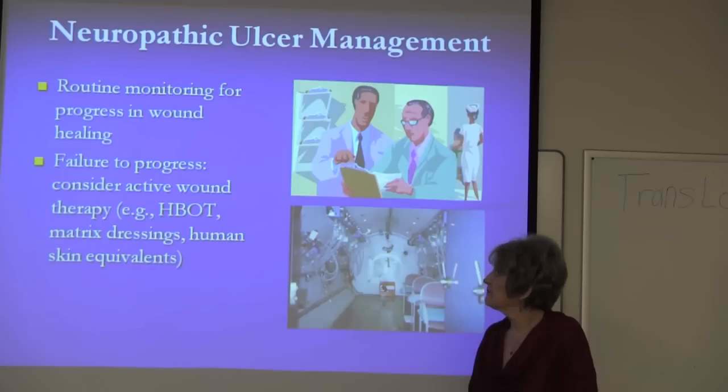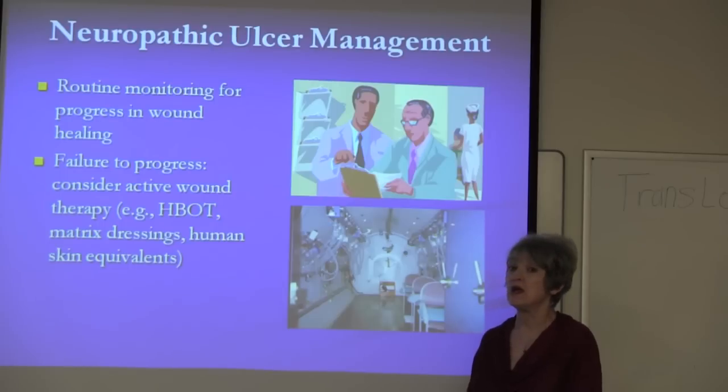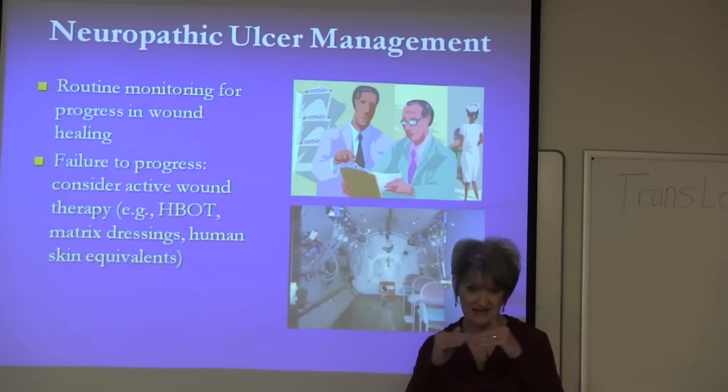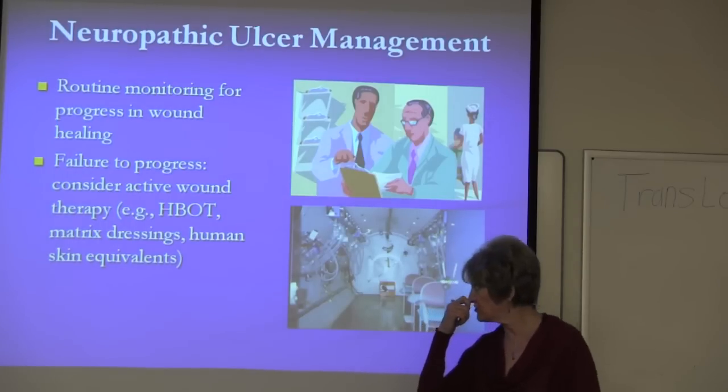Obviously, we're monitoring them. If they don't progress normally, we're going to think about what active wound therapies might be beneficial for this patient. If there's an ischemic component, maybe hyperbaric oxygen therapy would be helpful. If they're slow to granulate, matrix dressings can be helpful, like Oasis, because it provides that scaffolding that allows the cells to migrate and also donates growth factors.